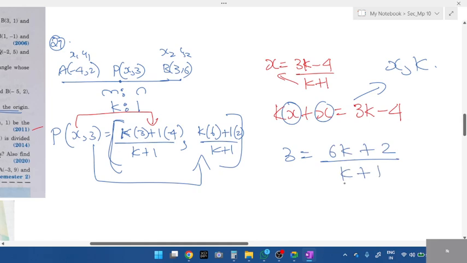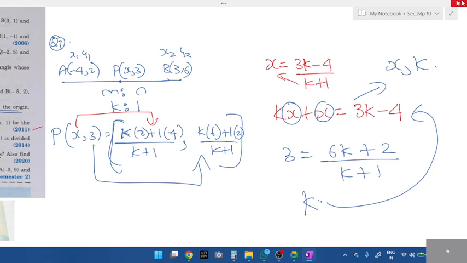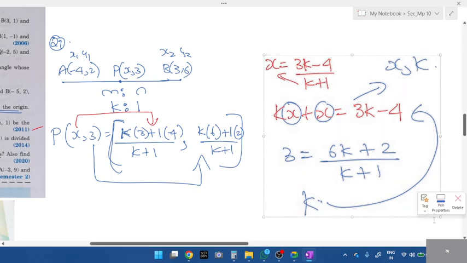How many variables are missing here? Two or one? Only one. Find the value of k and substitute here. Be quick. Find the value of x. This is how we will have to think, students. Two variables are missing. In the next equation, one variable. Find the value of k first. Substitute and find the value of x next.